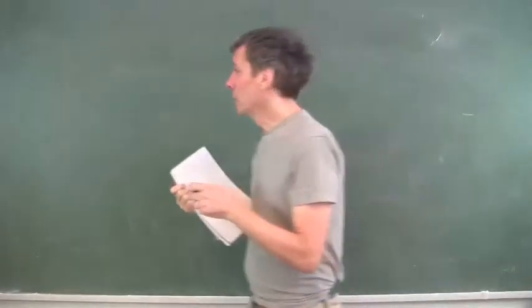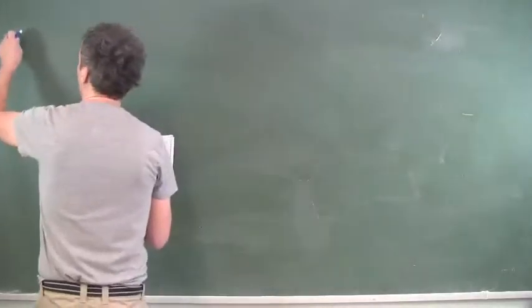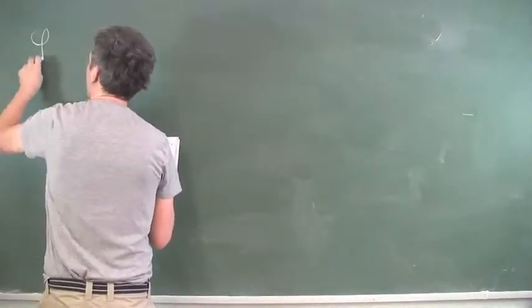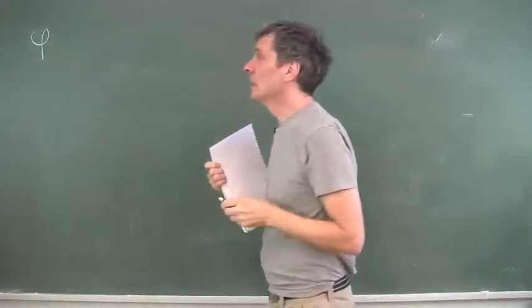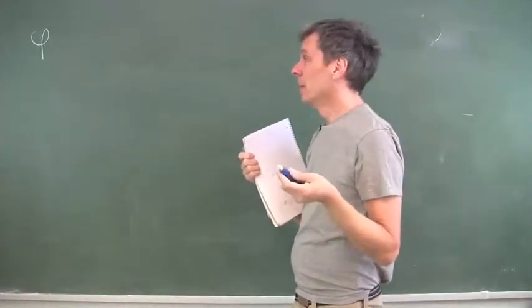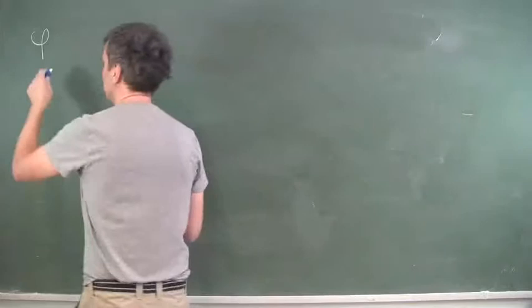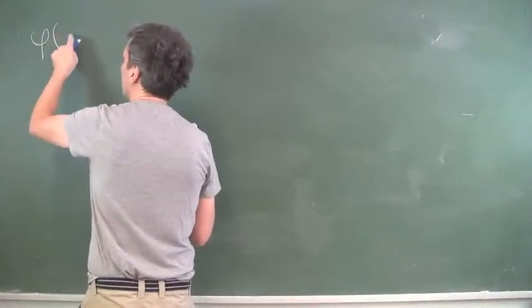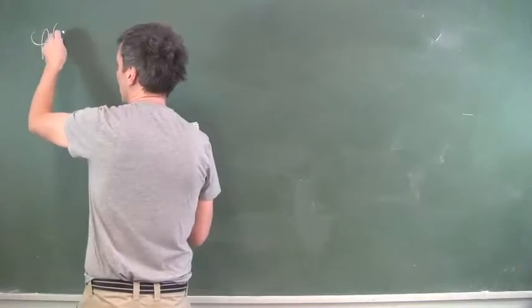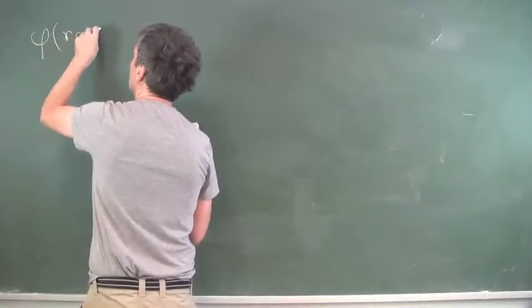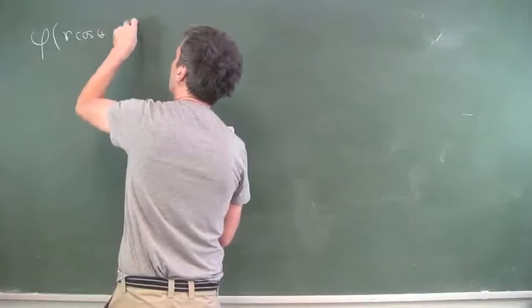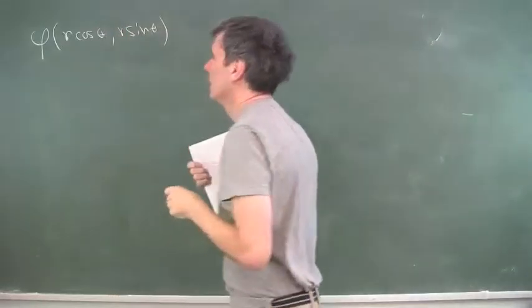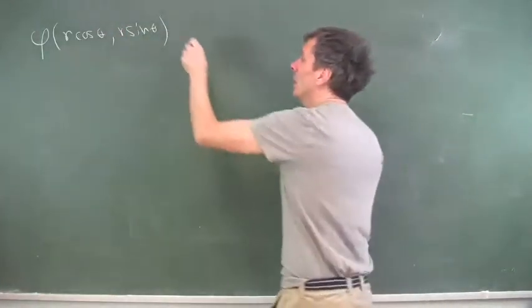Okay, so if we sum up now, if we have a harmonic function in the unit disk, then we can write the value at a point inside the unit disk. And now I use the real notation, so I write the coordinates for the point in this way.